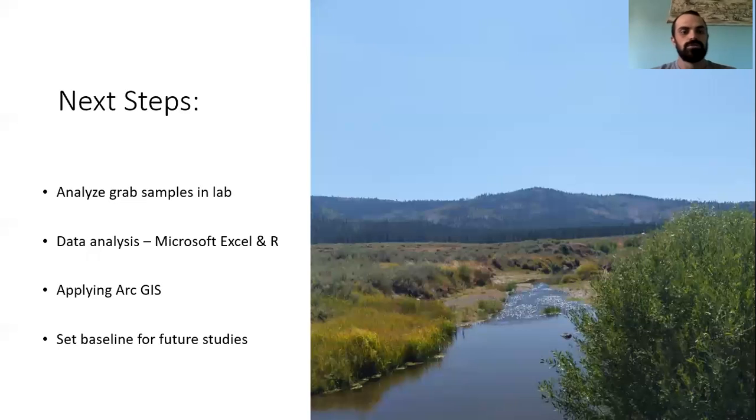So the next step is to get my samples analyzed. San Francisco State does have a brand new water quality lab, so that will be available for future students. However, due to COVID restrictions, I am having to mail my samples into a different lab. So once I get those back, I'm going to be using Microsoft Excel and R, which is a statistical software program, to analyze my data. And then I'm going to apply that to GIS and use different symbology to try to understand what's happening in different locations within the meadow.